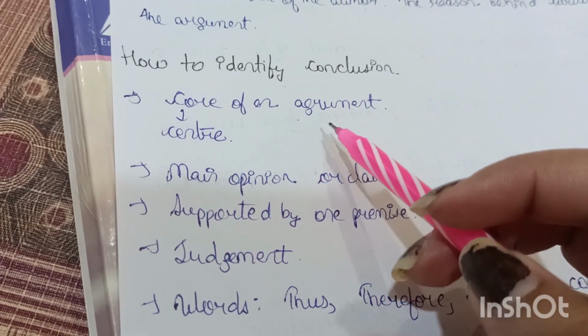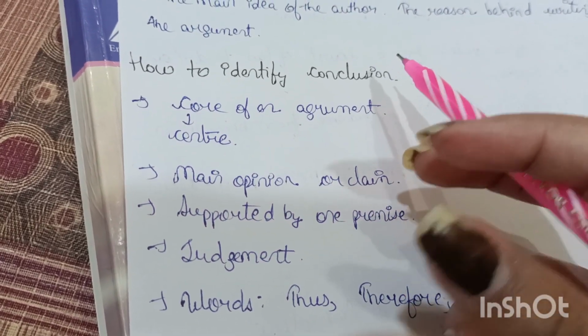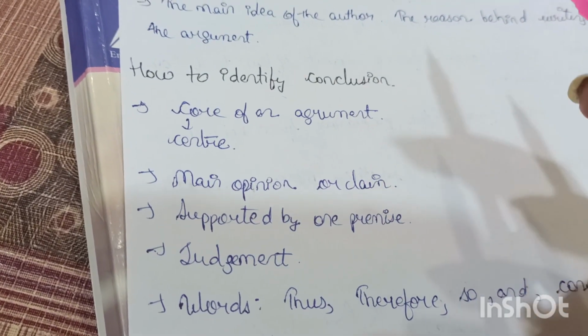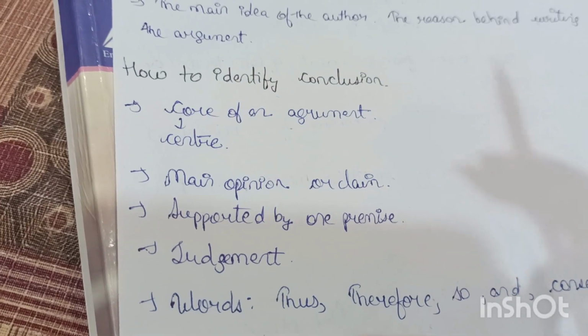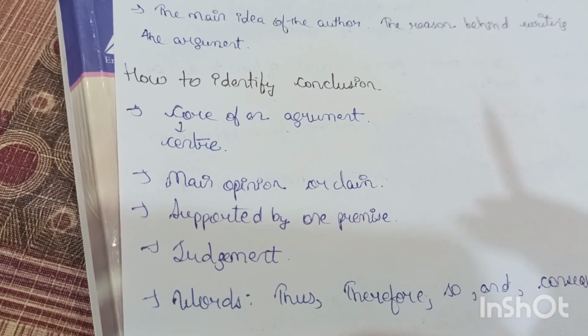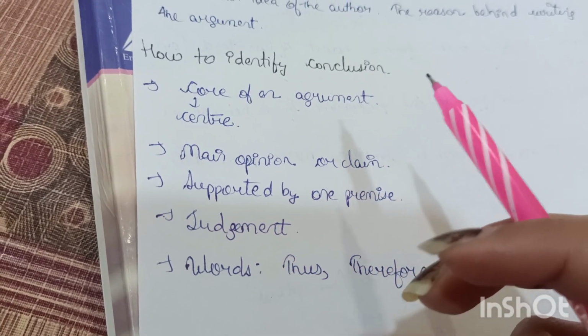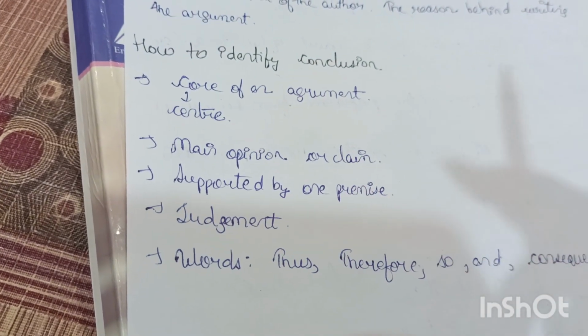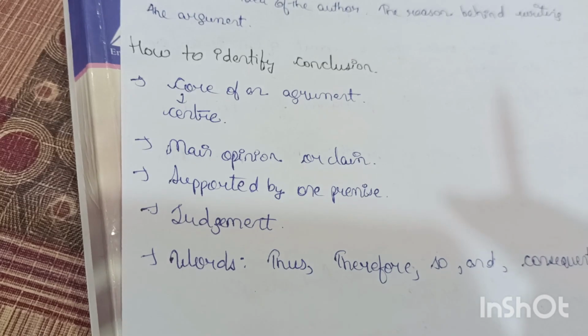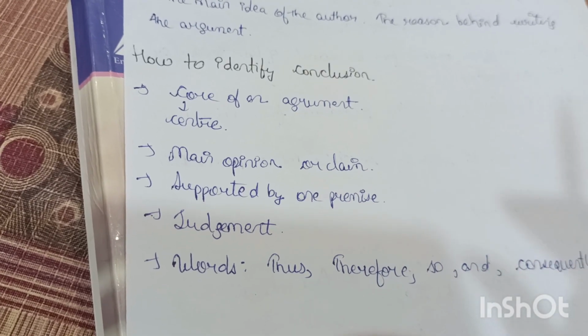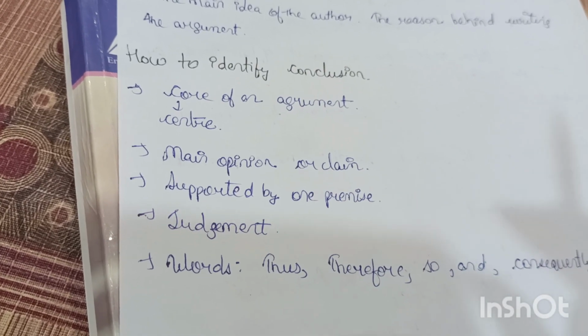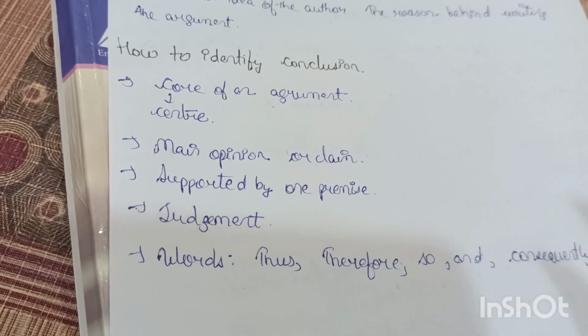Core of an argument. So you can see that this is the center argument of the passage. You can see the statement that tells you the gist of the passage is the conclusion of the passage. Main opinion or claim. You can see in the passage you will be given multiple opinions, okay, but the main opinion, or you can say the opinion that is the most important in the passage, through that you can find the conclusion of the passage.